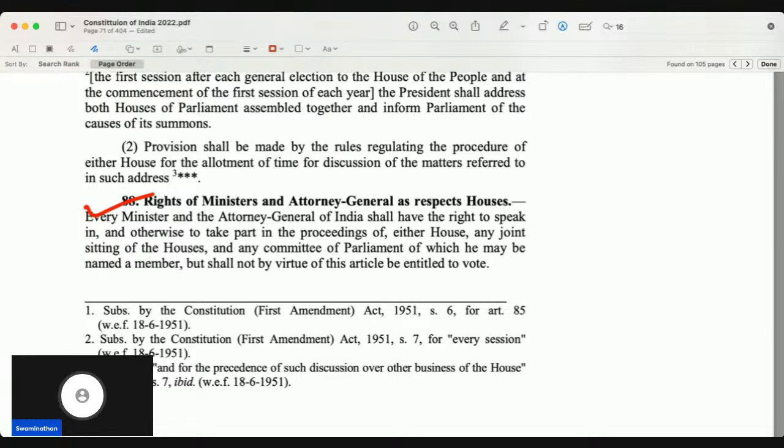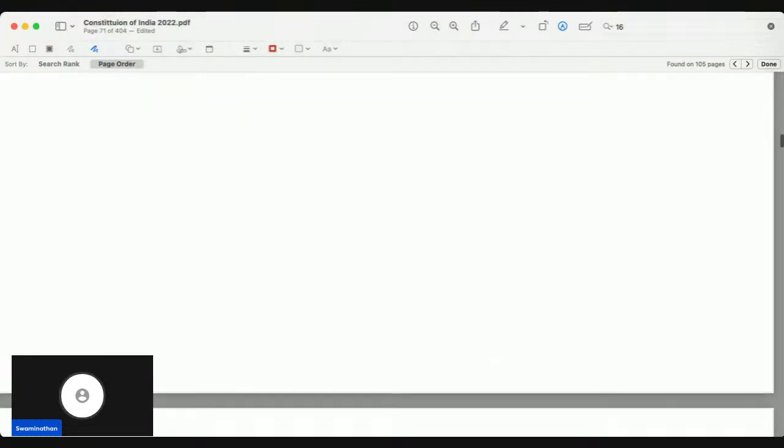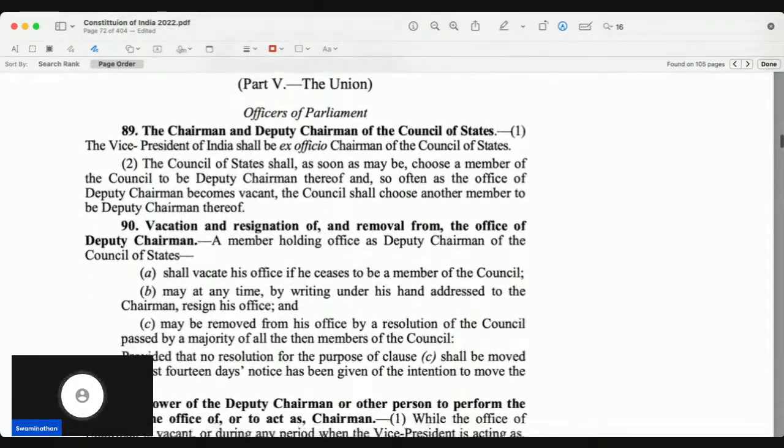Similarly, all the ministers have the right to participate in the proceedings of both the houses, but they can vote only where they are a member. Suppose Modi is a member of the Lok Sabha, so he can vote only in the Lok Sabha, but he can participate in both the houses. The Attorney General is not a member of either house, but he has a special power to participate, so he has no power to vote. He can simply participate and discuss in both the houses, right?